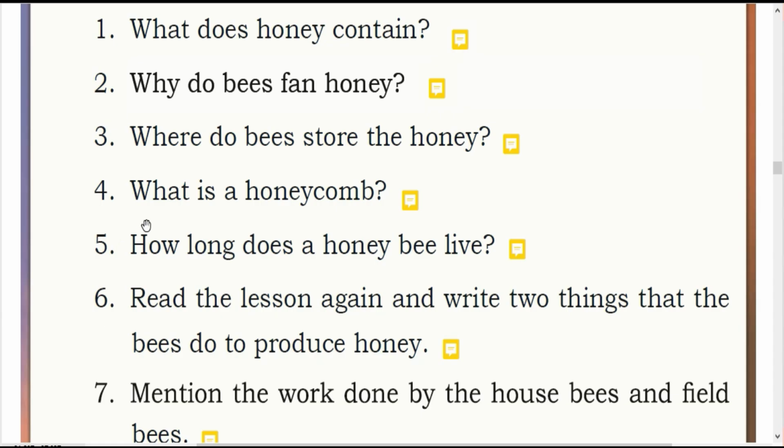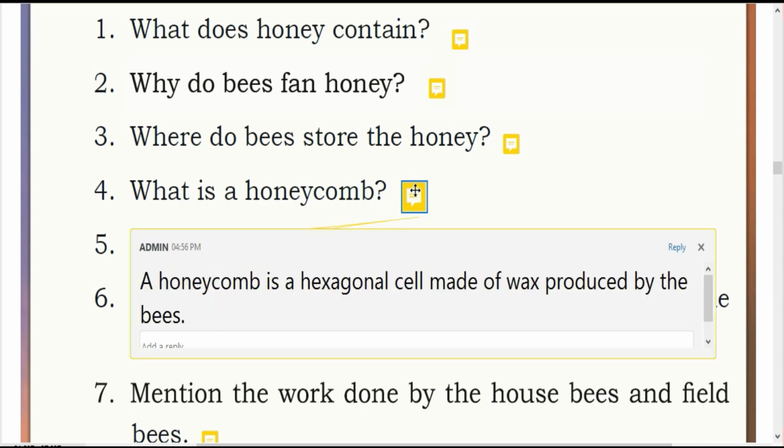Fourth one, what is a honeycomb? The answer is a honeycomb is a hexagonal cell made of wax produced by the bees.